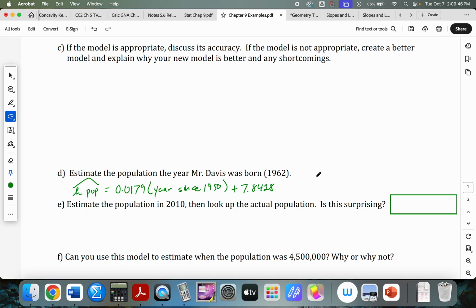You gotta go with the thing. 3158.26. The actual for this was 3126.7.